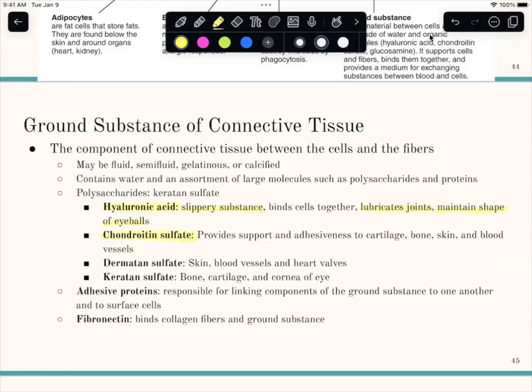Chondroitin sulfate: cartilage, bone, skin, blood vessels. Dermatan sulfate: so your skin, blood vessels, your heart valves. Keratan sulfate: bone, cartilage, and the cornea of your eye.